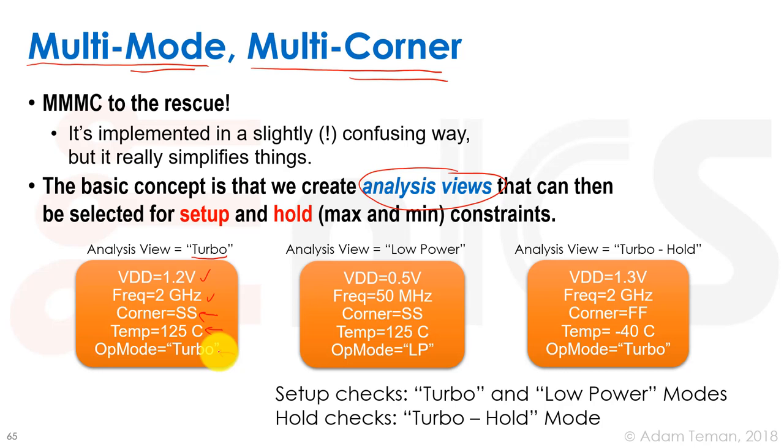But then we have another mode that's a low power mode. In a low power mode, we have a low VDD and a low frequency. We still want to check it for setup, so we use a slow corner with a high temperature, but we give it an SDC that's made for low power. And wait a second, turbo, we want to check it for hold as well. We'll probably want to check low power for hold as well, but just for this example, we want to check turbo for hold. So we put an extra high VDD. We have the same high frequency, even though it may not matter for our hold checks. We take a fast corner, a minus 40 degree temperature, and the same operating mode as before to read the same SDC. So we have these three analysis views.